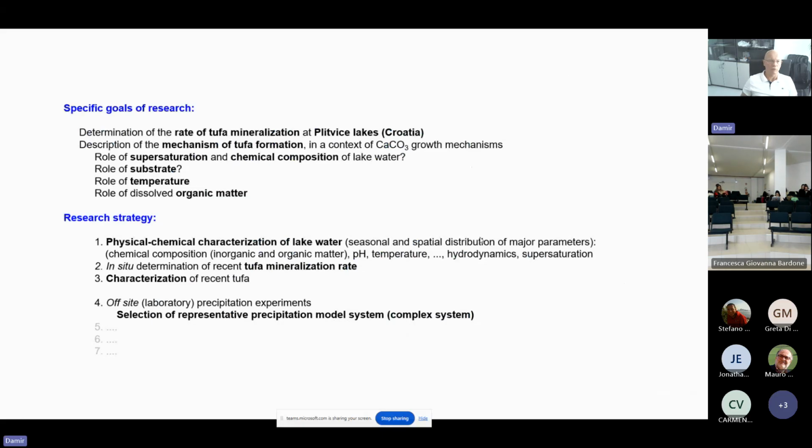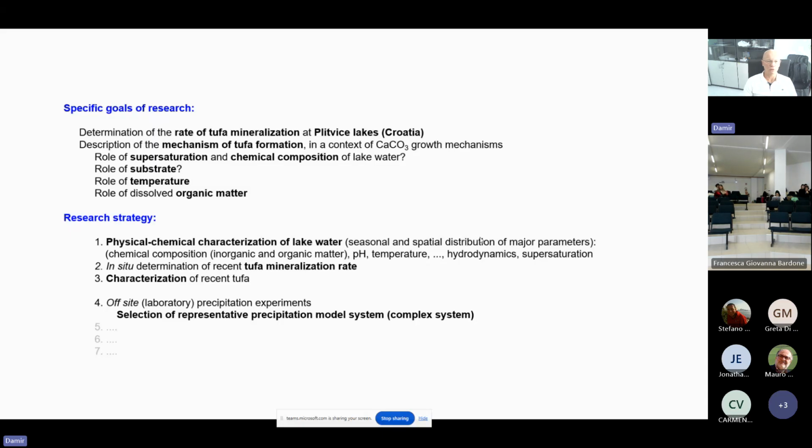A specific goal of our research was actually to determine the rate of tufa mineralization of Plitvice Lakes. This is something that can be done in the field. But we also tried to describe the mechanism of tufa formation in the context of calcium carbonate growth mechanisms. Specific goals were to discern the role of supersaturation and chemical composition of lake water, the role of substrate, temperature, but also the role of organic matter.